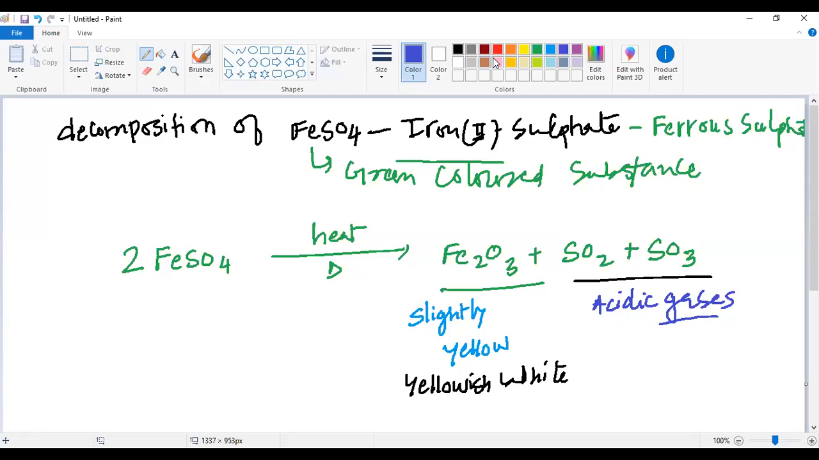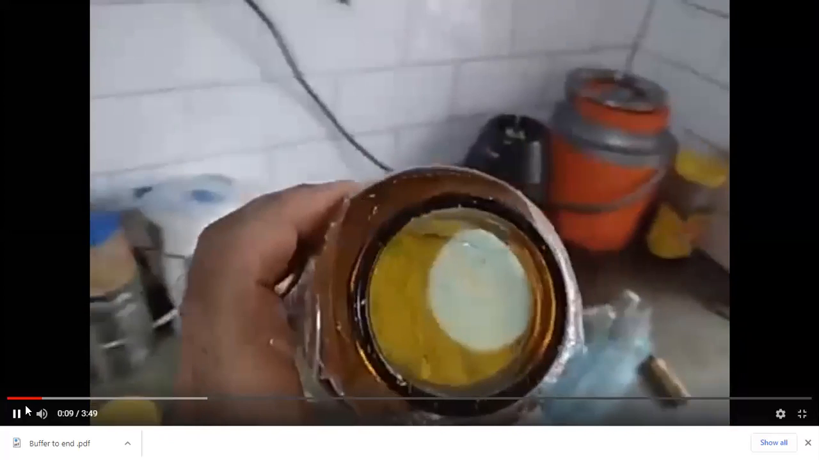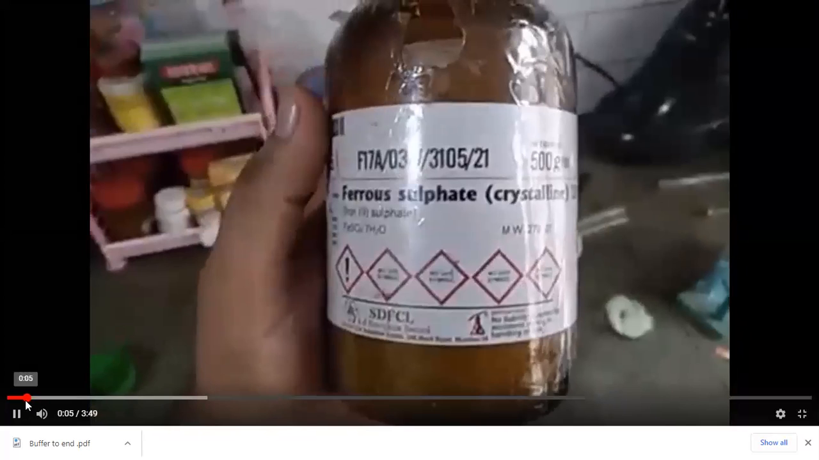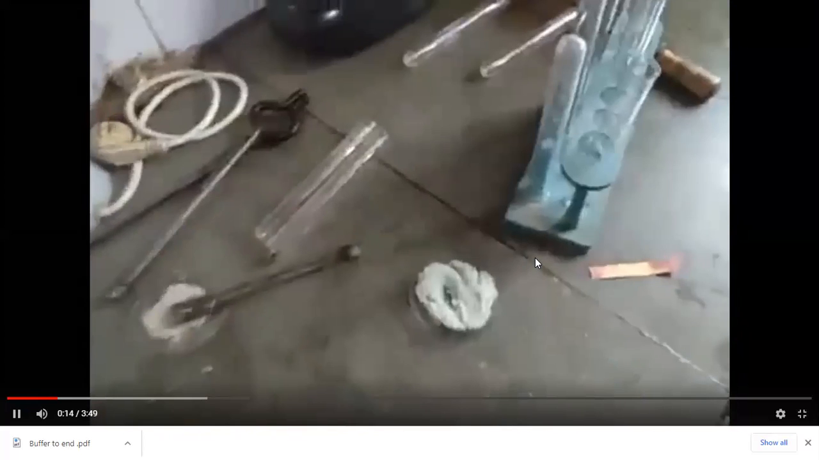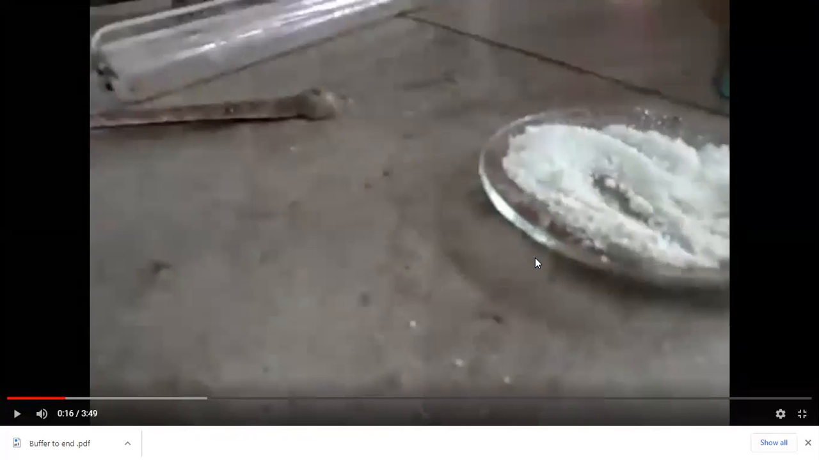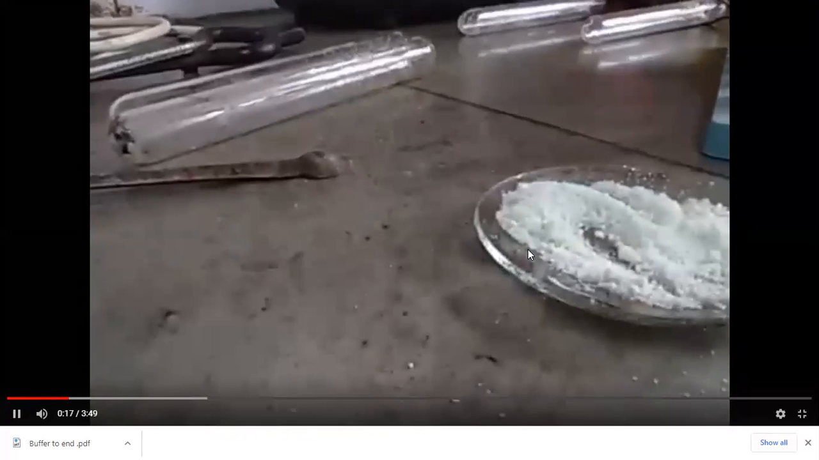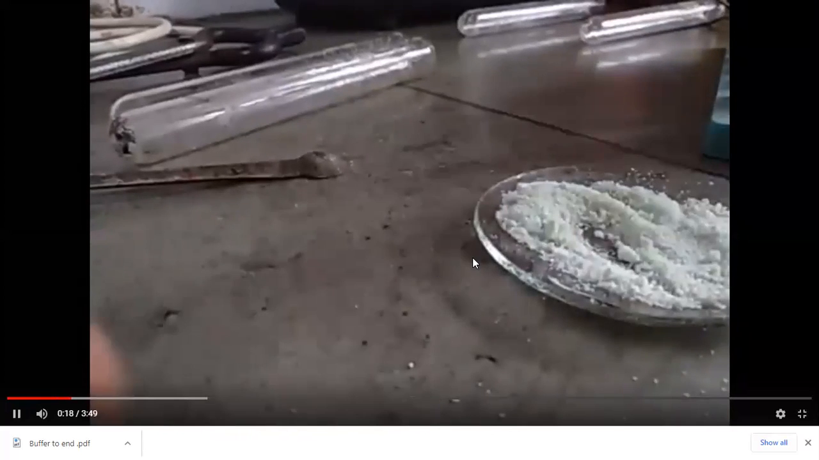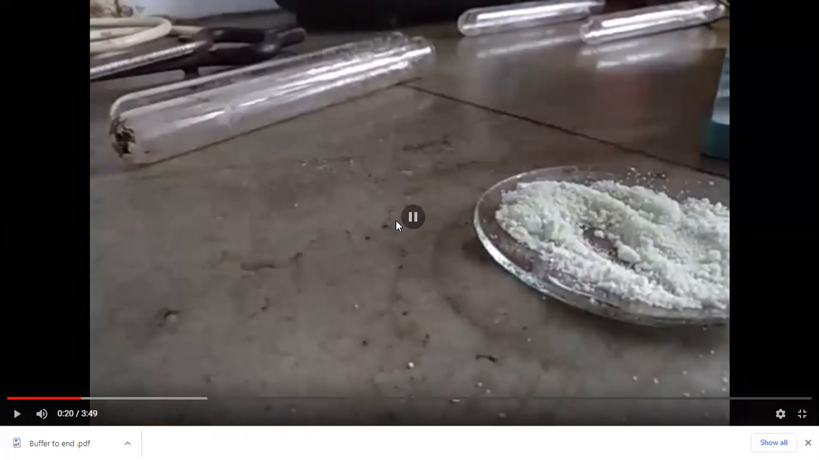So let's move forward and study the activity for this. We want to study about ferrous sulfate, and you can see that these ferrous sulfate crystals are green in color. See, I have taken this green colored ferrous sulfate crystals outside in a watch glass. This is what is known as the watch glass.